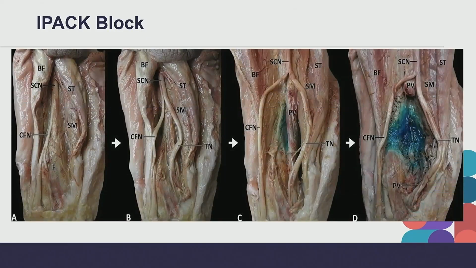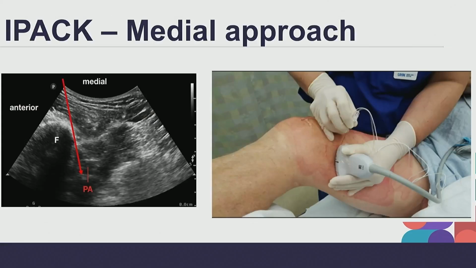This is a cadaveric image showing staining, and you can see that when you do the IPAC block, it really gets that posterior capsule while sparing the actual common fibular nerve and the posterior tibial nerve. It's a great motor sparing technique. There are different approaches. You can either do the medial approach where the knee is frog-legged out, and you can see the popliteal artery way down here and the femur here, and you can come straight down right along that posterior capsule of the knee.